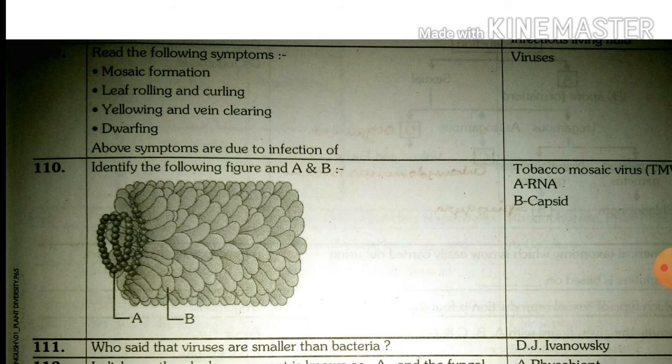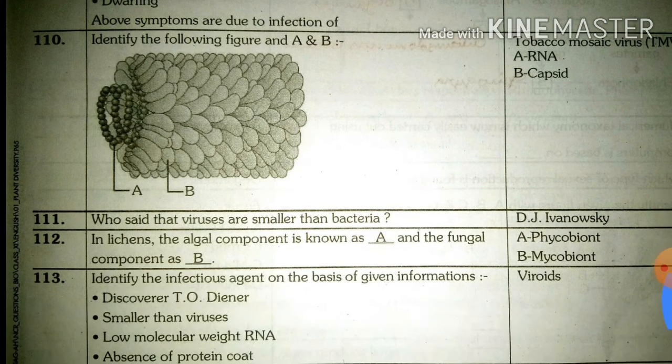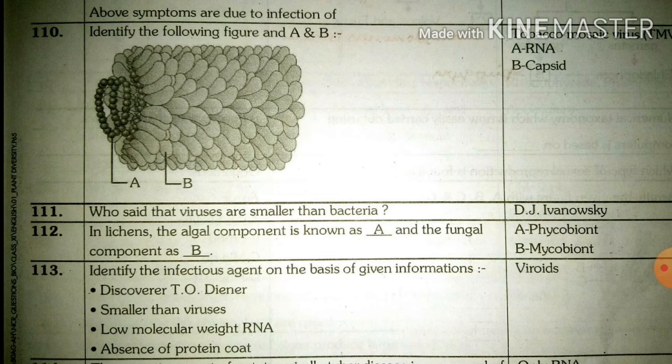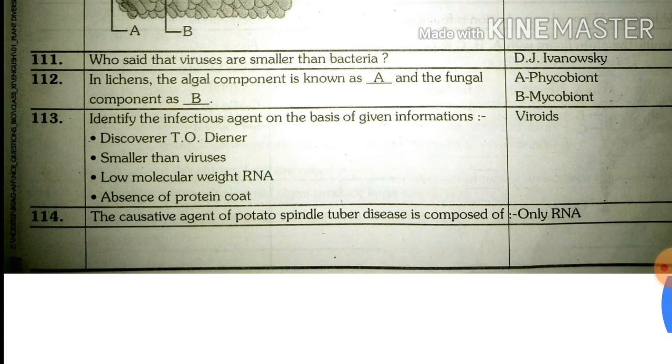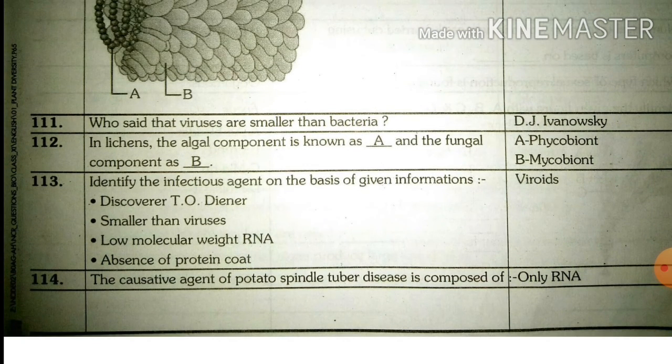Next, read the following symptoms: mosaic formation, leaf rolling and curling. I'm sorry, we have done that already. Next, identify A and B. A is RNA, and B is capsid, and this structure is tobacco mosaic virus, TMV. Who said that viruses are smaller than bacteria?